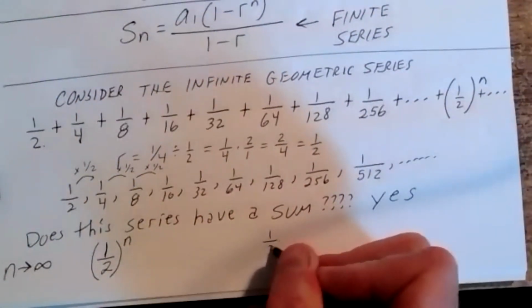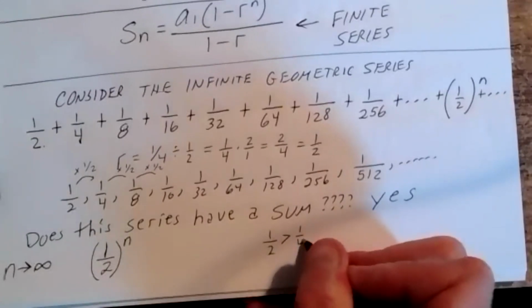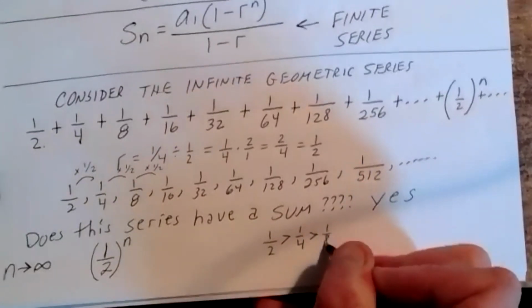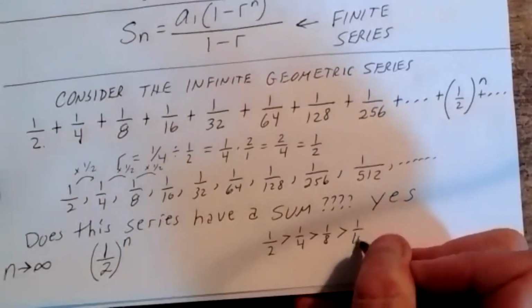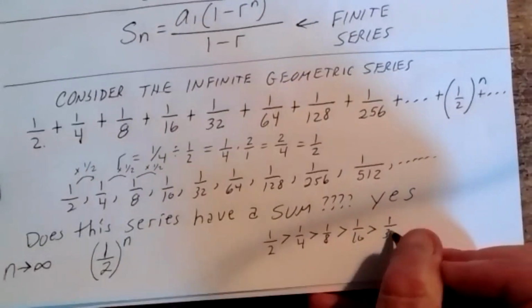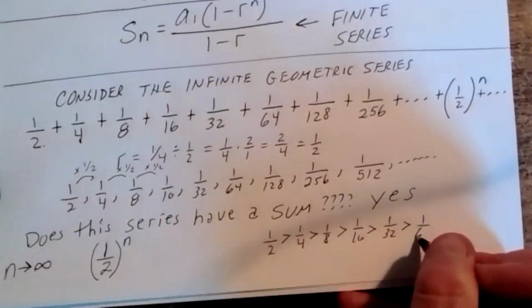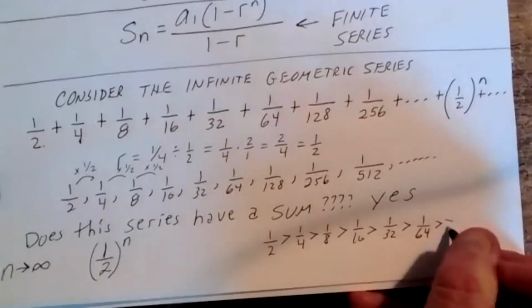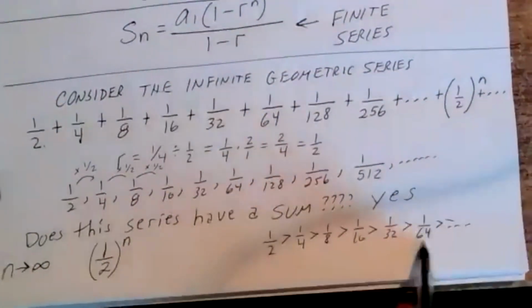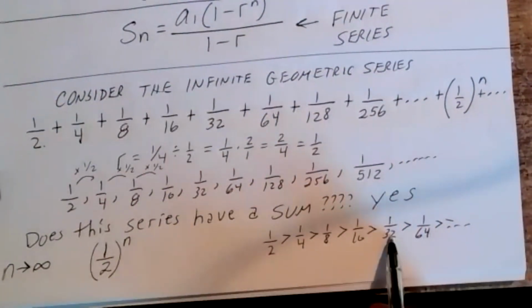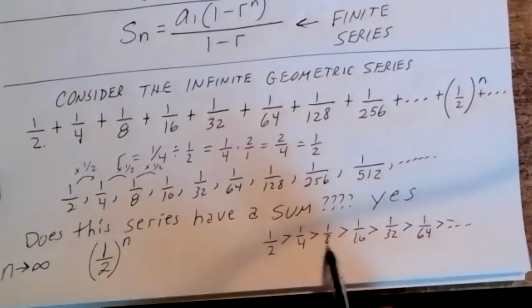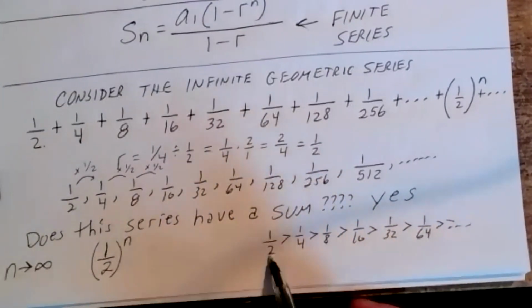Can't we clearly see that 1/2 is greater than 1/4, which is greater than 1/8, which is greater than 1/16, which is greater than 1/32, which is greater than 1/64, et cetera? In other words, we can say that 1/64 is less than 1/32, which is less than 1/16, less than 1/8, less than 1/4, less than 1/2.